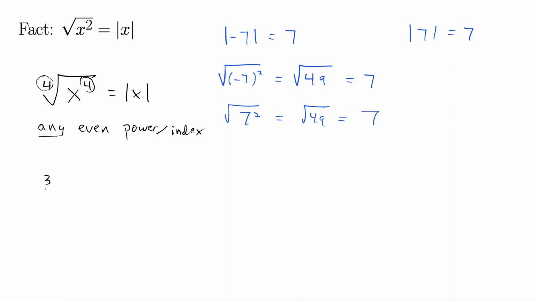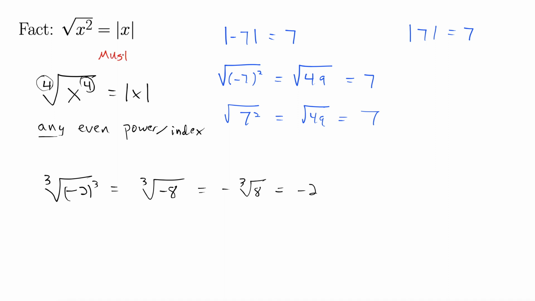Now for odds, it doesn't work, right? Because for instance, if we had a cubed root of, I don't know, -2 cubed, that would be cubed root of -8. But since it's an odd root here, the negative just comes out to the front. So that's negative cubed root of 8, which is -2. So this only works for evens.